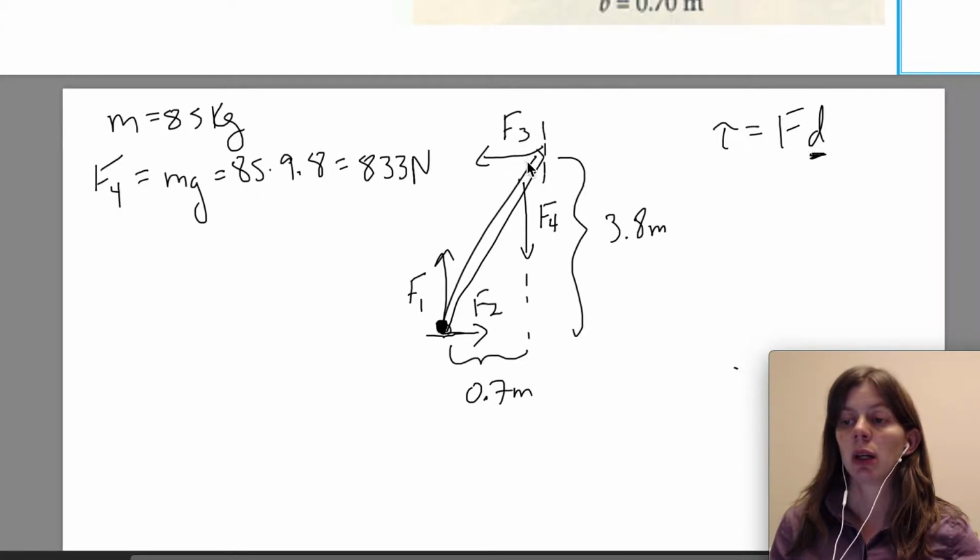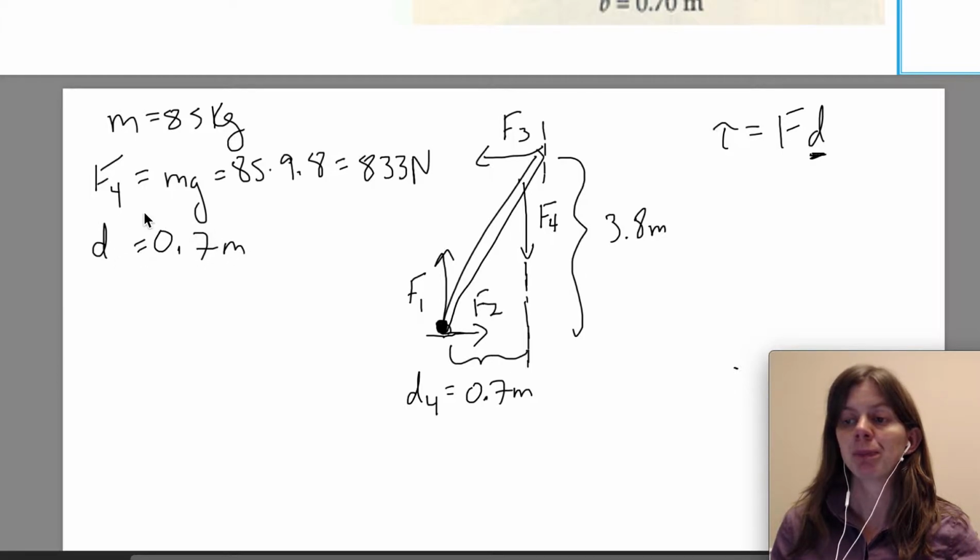Let's take a look. If we extend force F4 here, we said that the definition of d is the shortest distance from the pivot to that force line. Can you see that the shortest distance is from here to here, which is the 0.7? So that means that this would be d4, the moment arm for force 4. We can go ahead and write it here.